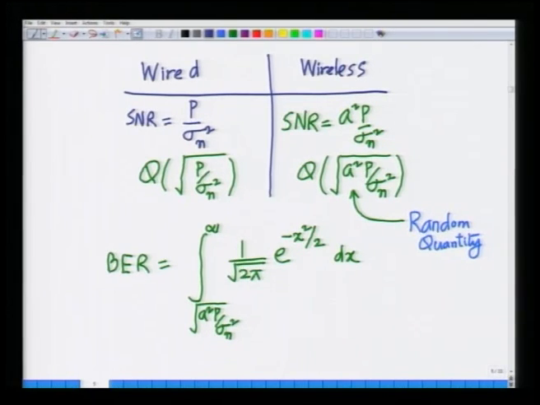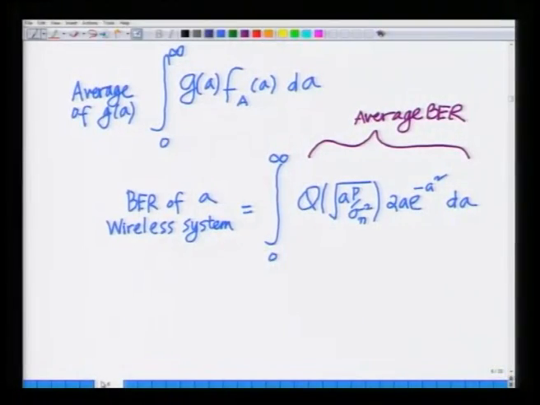However, this a is a random quantity. So, I cannot give a bit error rate expression in terms of a, because it is a random quantity. The correct thing to do is to take this expression for bit error rate, which is a function of a, the random quantity, and average it over the distribution of a, and that is what we did in the last lecture. Remember, a has a Rayleigh distribution. So, the distribution of a is 2a e power minus a squared from the limit 0 to infinity.